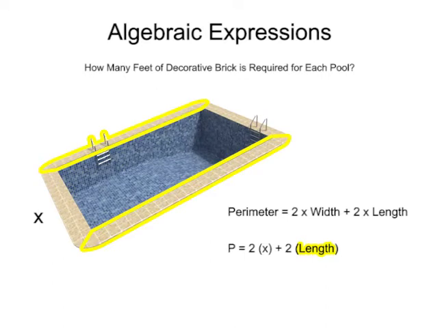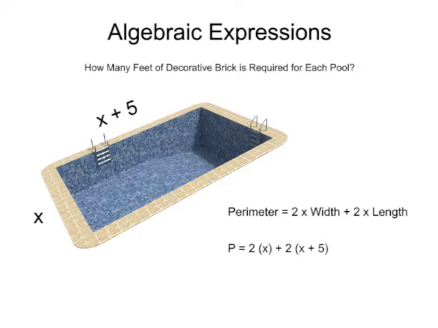Since the length is equal to the width plus 5, the binomial x plus 5 can be substituted for the word length. Using the order of operations rules, accomplish the operations in parentheses first. Since the terms are not like terms, there's no addition or subtraction to be accomplished at this time.